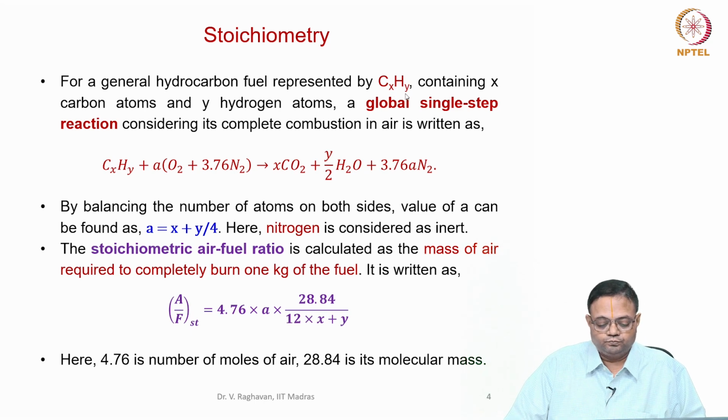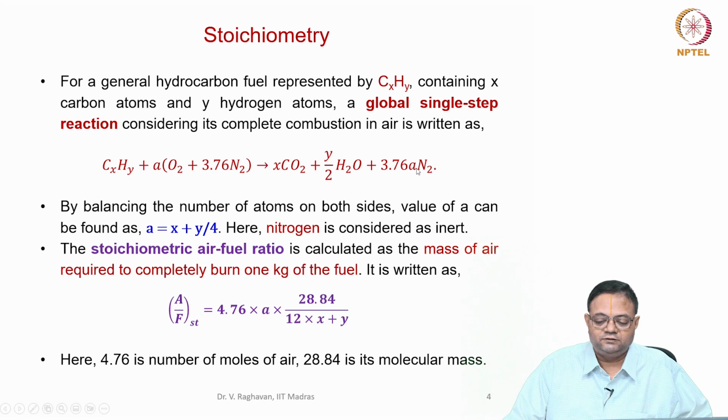If it is CH4, then it will be 1 plus 4 by 4. So, A will have a value of 2 for methane and so on. Now, the stoichiometric air fuel ratio, another important quantity, is defined as the mass of air required to completely burn 1 kilogram of fuel.